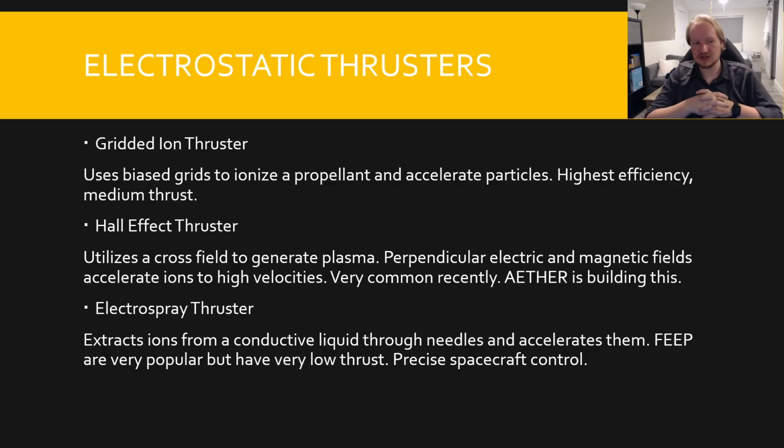So that's the Hall effect thruster, and then the last one we have is the electrospray thruster. This is the one I was talking about that used indium sometimes recently. It extracts ions from a conductive liquid through needles and accelerates them. So you take a crown of needles and you wet it with liquid metal like indium, and then apply a voltage to those needles, and the indium is going to ionize and generate thrust.